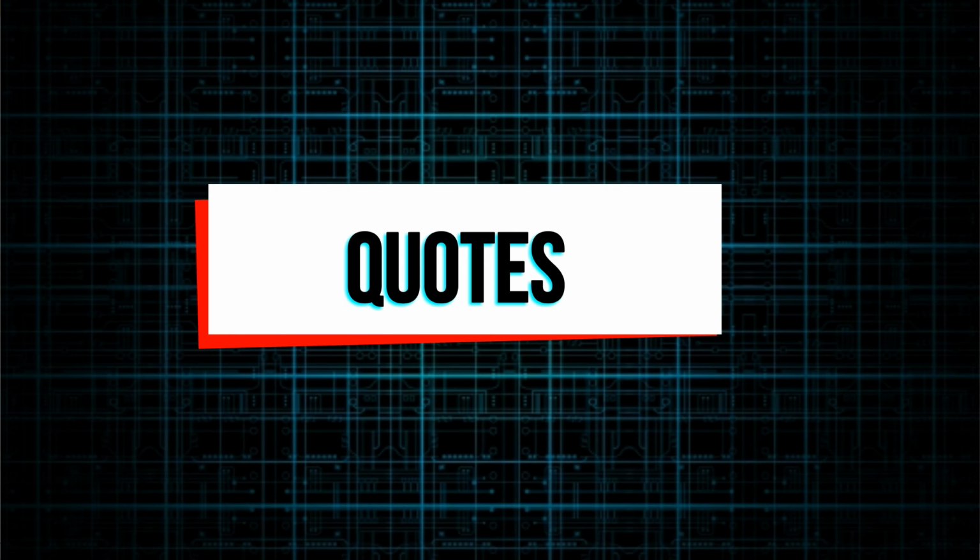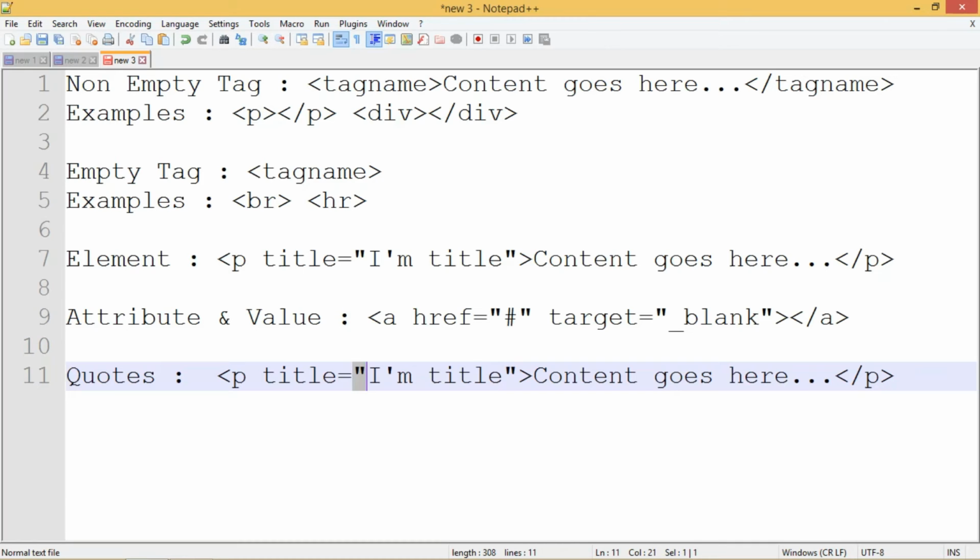And finally, the quotes. Let's take an example of paragraph tag again. In this example, the title value is enclosed in double quotes. You can also use single quotes instead of double quotes. However, if you require single quote inside the value, then you should enclose whole value in double quotes only. Whereas on the other hand, if you require double quotes inside the value, then you can enclose the value with single quotes. If you don't write quotes to the values of attributes, it will consider the first word before the space.